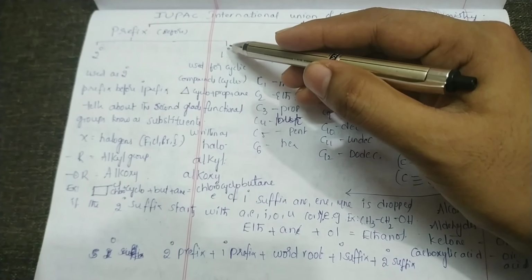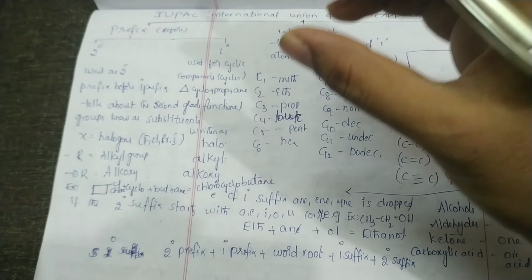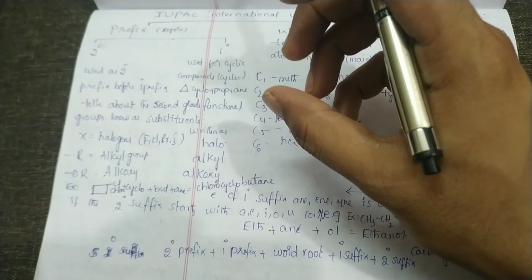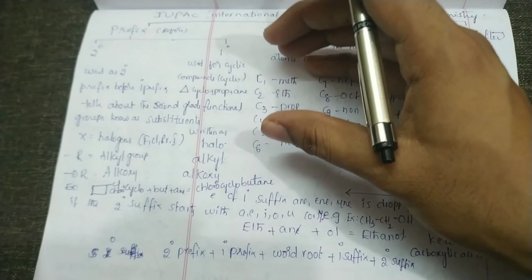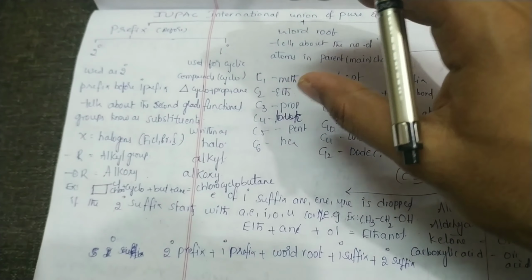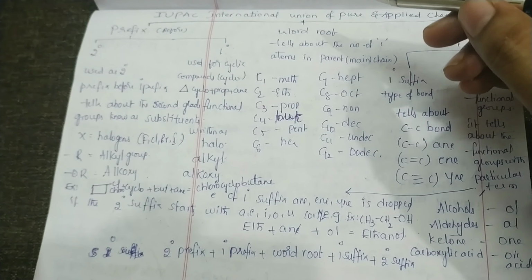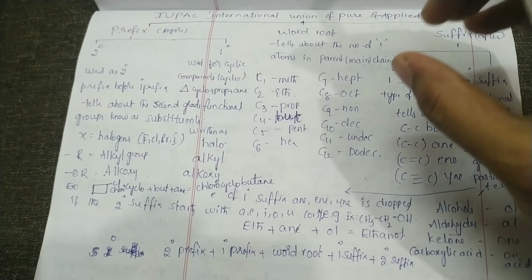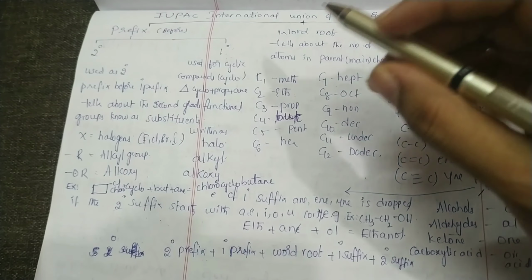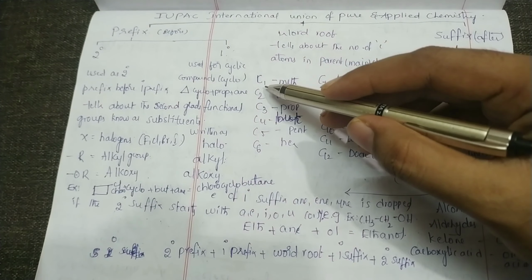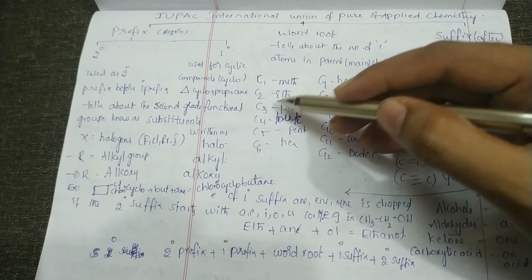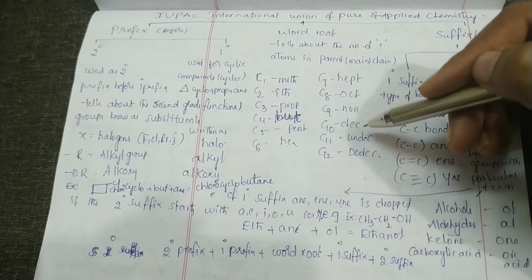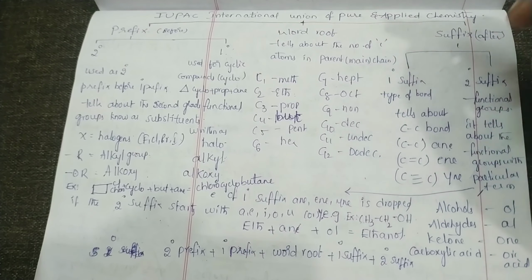Coming to the primary prefix, it is used for cyclic compounds, that means cyclo compounds. If a cyclic compound is present, then we use the primary prefix. If a cyclic compound is absent, then we leave it off. Next, coming to word root. Word root tells about the number of carbon atoms in the parent chain. If one carbon atom is present, then we use meth, 2 eth, 3 prop, 4 but, 5 pent, 6 hex, 7 hept, 8 oct, 9 non, 10 dec, 11 undec, 12 dodec.